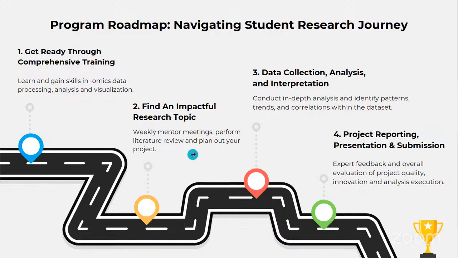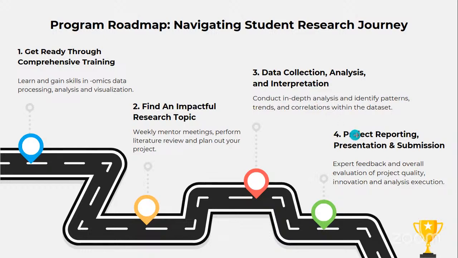Now, in the next stage, students will work on identifying an impactful research topic. So through regular mentor meetings and an in-depth literature review, students will be moving on to the second stage, right? Now, in the third stage, students will work on data collection, analysis, and interpretation. So this is also the stage where students will start looking into datasets to identify trends and patterns and correlations that will be critical for their research topic at hand.